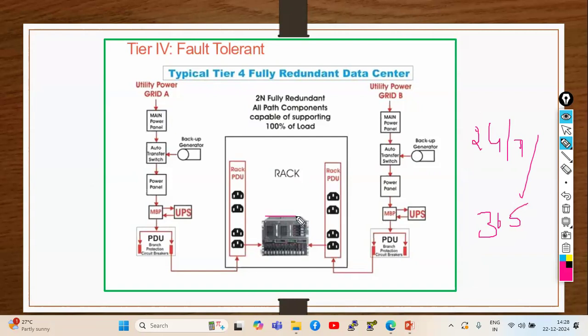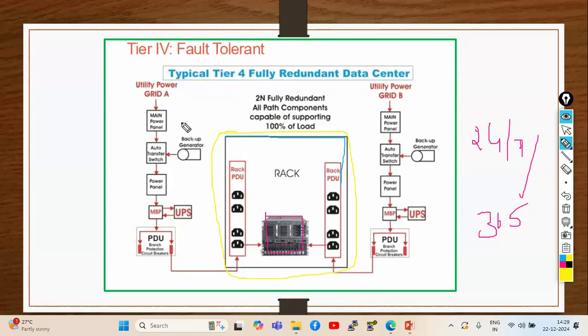This is a server. Please see here. This is one server. It is placed in one rack. Let me write it in yellow. This is a rack, and inside the rack, my one server is there. Okay. It has two power channels, PDUs, meaning power distribution units. It has two power channels. I'll tell you the reason to have these two.